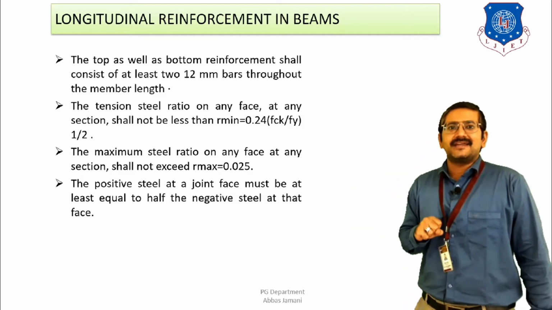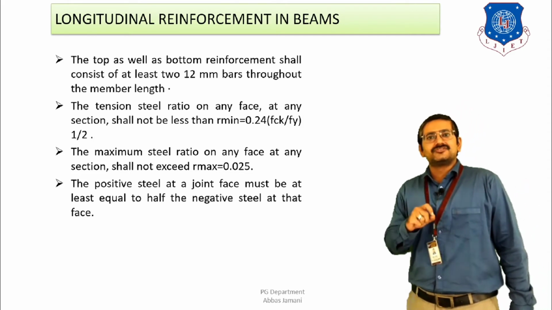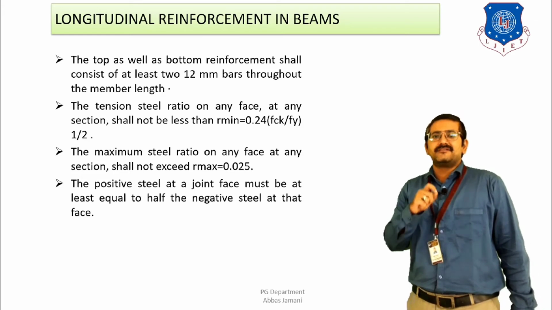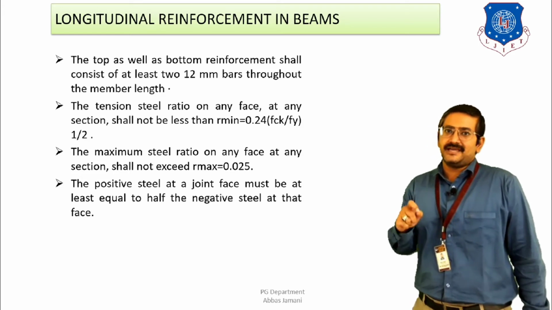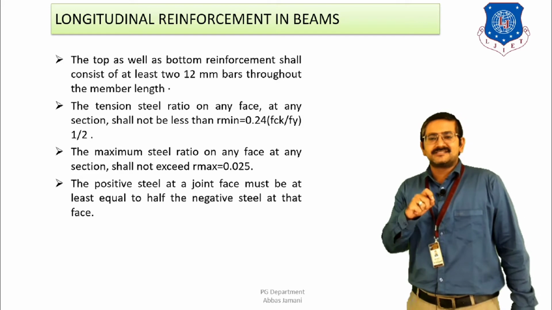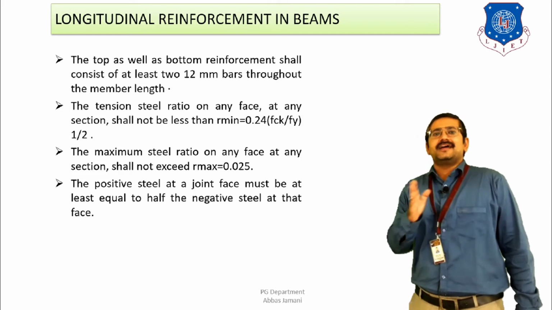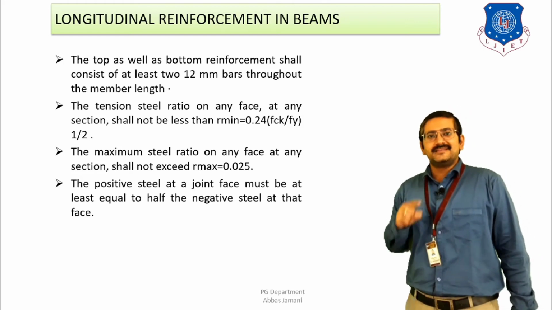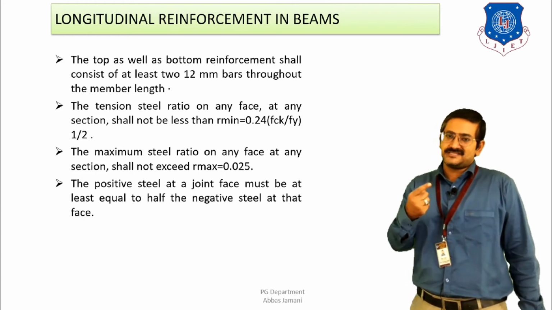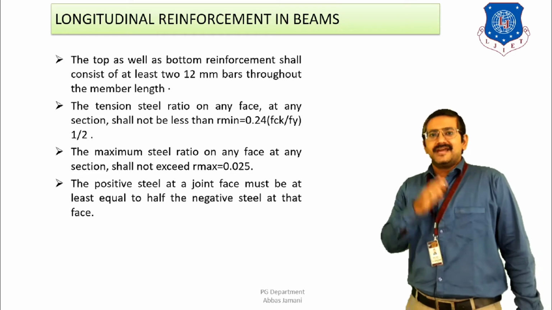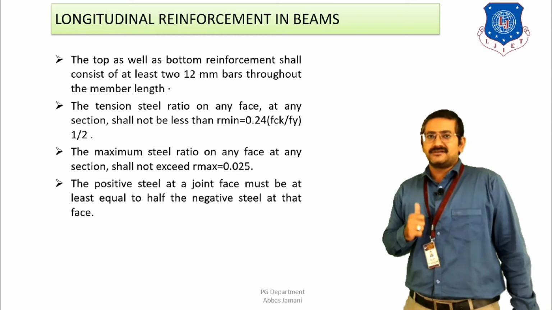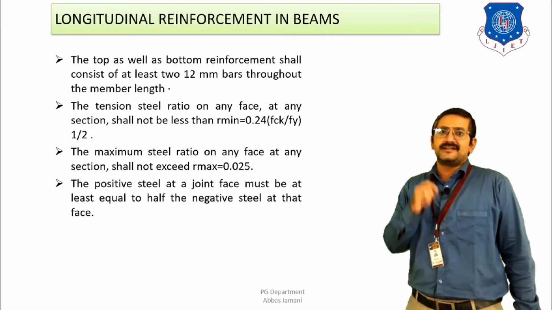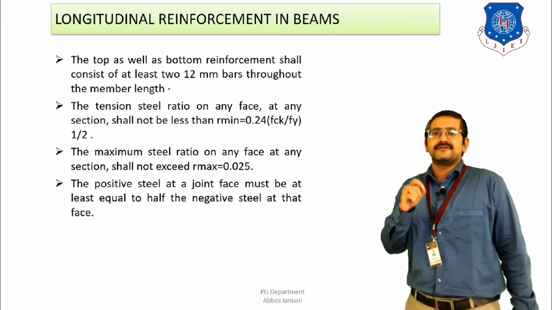Then the second criterion is that the tension steel ratio at any face and at any section should have a minimum value of 0.24 root of fck by fy. That is, the tension steel ratio at any face and at any section. These words are critical, right? Any face, any section. So whether it is the tension face or the compression face, and at any section throughout the length of the member, the minimum steel that has to be provided is 0.24 root of fck by fy.